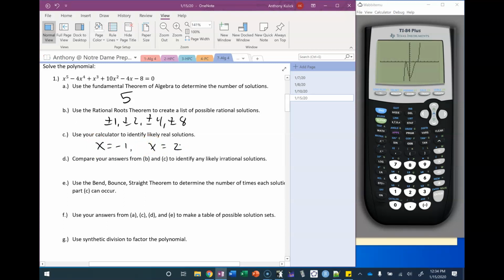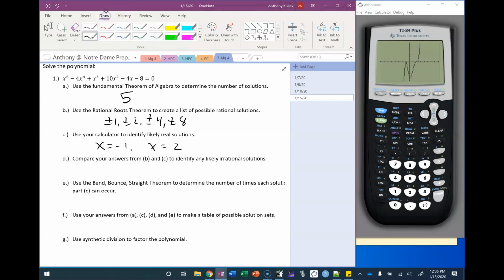So if I compare my answers for B and C, are either of these two solutions irrational? No. Why not? -1 is on my list. +2 is on my list. If I got things that aren't on my list, that's what the irrational ones would be. Okay? So here we have none.